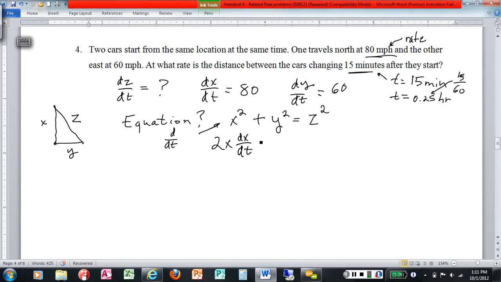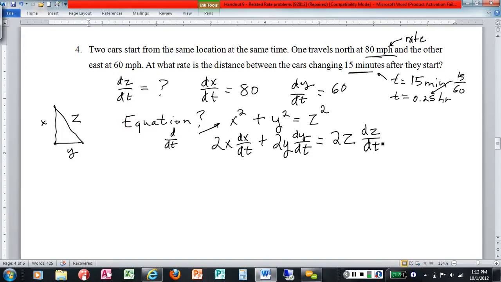Then for the y squared, about the same deal. Derivative, it's 2y. But I also need dy/dt. Then on the right side, I've got a z squared, so it'd be 2z dz/dt. With me so far on that?